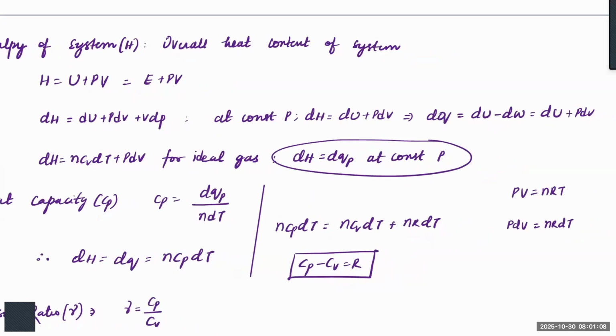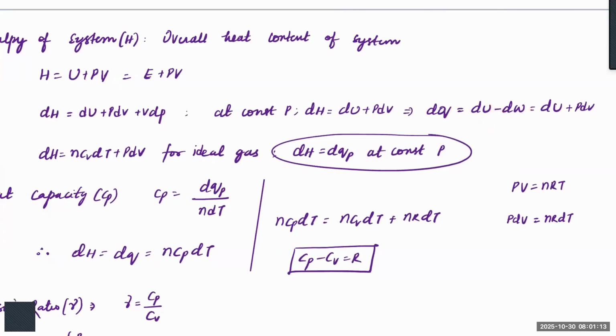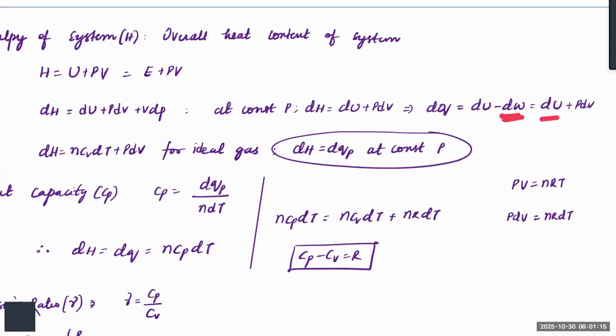If you recall from the first law of thermodynamics, dq is equal to dU minus dw, and dw can be written as minus PdV. So dH is equal to nCv dT plus PdV, because dU I can write as nCv dT for ideal gases. It appears that this equation and this equation are the same. Therefore I can write dH is equal to dq at constant pressure.